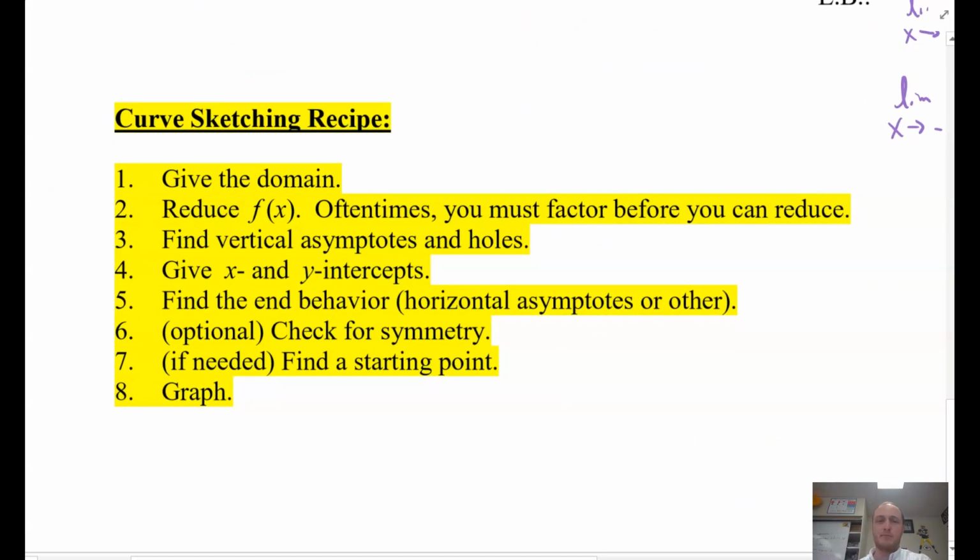Here in your notes, it says step 1, give the domain. You need to know where you have discontinuities, okay? And in order to find these, sometimes you're going to need to reduce your function if possible, right? Which will give you your holes. Okay, and then from there, whatever is left over in the denominator, you can find your asymptotes. We'll find X and Y intercepts. We'll plot those. Those will help us with our sketch and the characteristics of our graph. And optional, check for symmetry. Okay, we'll do that. Oh, I forgot the end behavior. We'll definitely have to analyze our end behavior to say, okay, what's the behavior of our graph in the end, right?